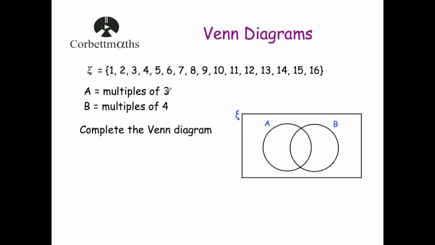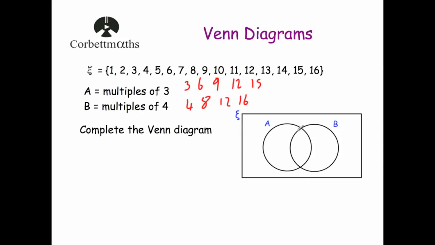So A is the multiples of 3. So let's write down what the multiples of 3 are between 1 and 16. So that would be 3, 6, 9, 12, 15. And the multiples of 4 would be 4, 8, 12, and 16. And what we're going to do is we're going to put these into the Venn diagram.